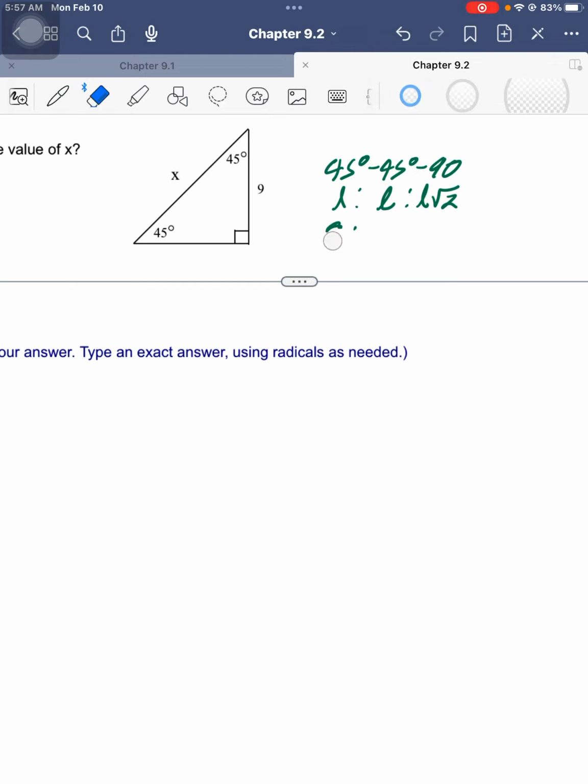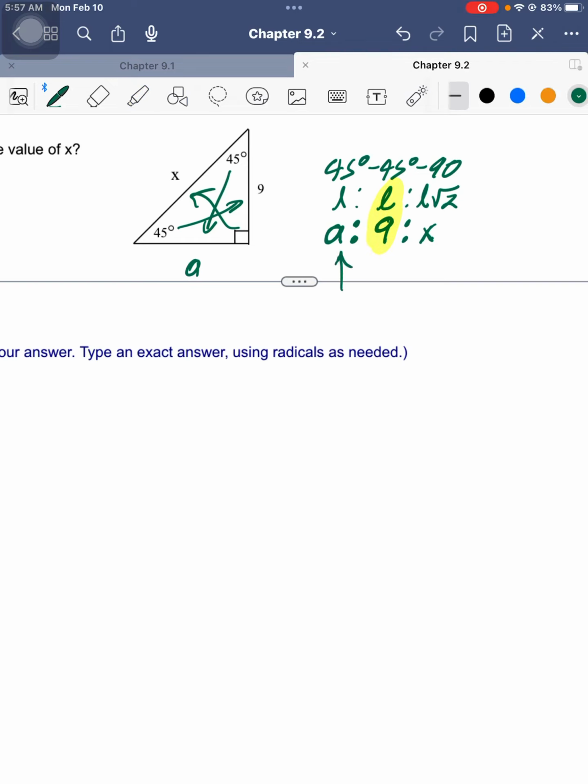So that means what is corresponding? Whoops, my bad, I'm going too fast. So this 45 is corresponding to, I don't know, nothing. So let's say A. This 45 is corresponding to 9. And this is corresponding to x. So the only one that we actually know has a value for L is 9. So if L is 9, what is A? Well, it's obviously 9 because L and L are the same thing.